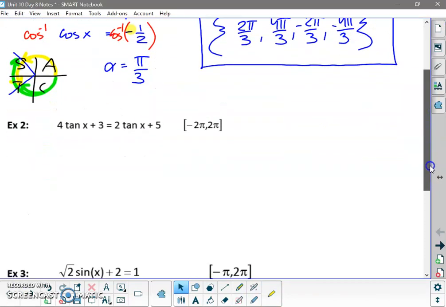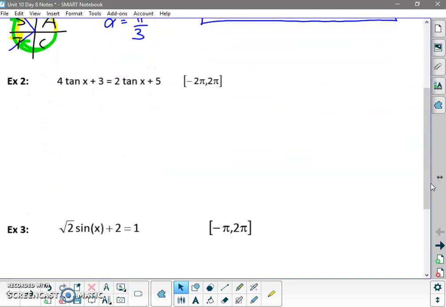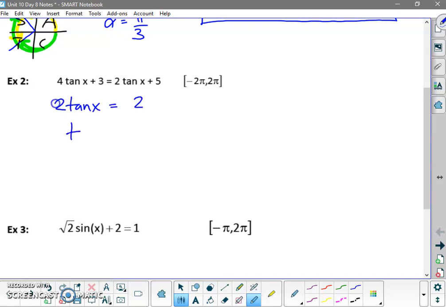Okay, for our next example. Again, our first goal is to isolate the trig function. So very quickly, I'll subtract 2 tangent x over to the left side, which gives me 2 tangent x. I'll subtract 3, so that gives me 2. Divide both sides by 2, and you've got tan x equals 1.